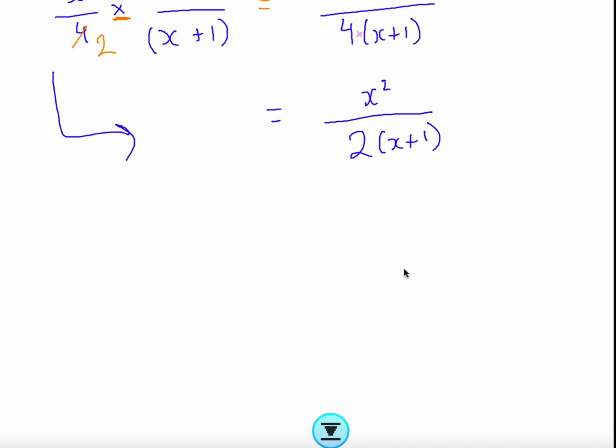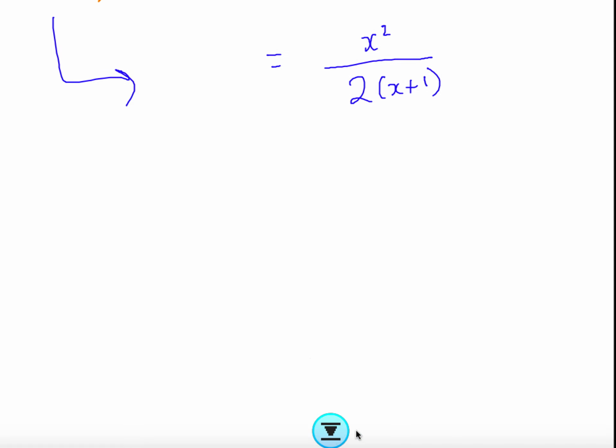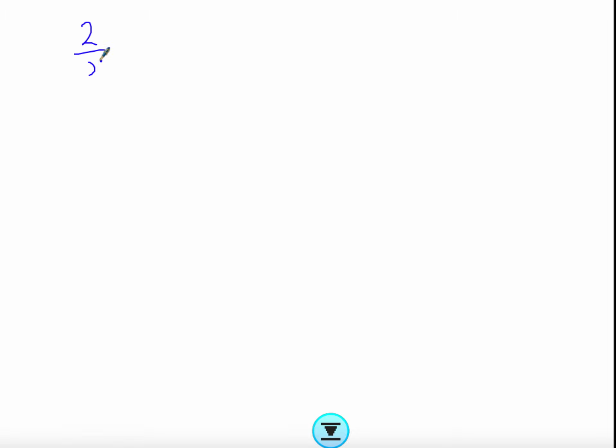Now dividing is also not too impossible to do. You just need 2 additional steps before you start. So if I have 2 over x divided by x cubed over 5.